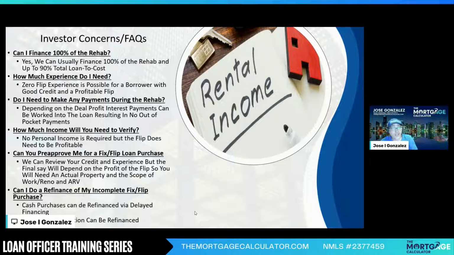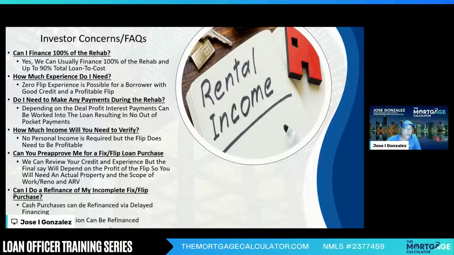How much income will you need to verify? Well, no personal income is required, but the flip does need to be profitable. That is, the profit in the deal is for the flip. The profit in the deal is the income in the flip.